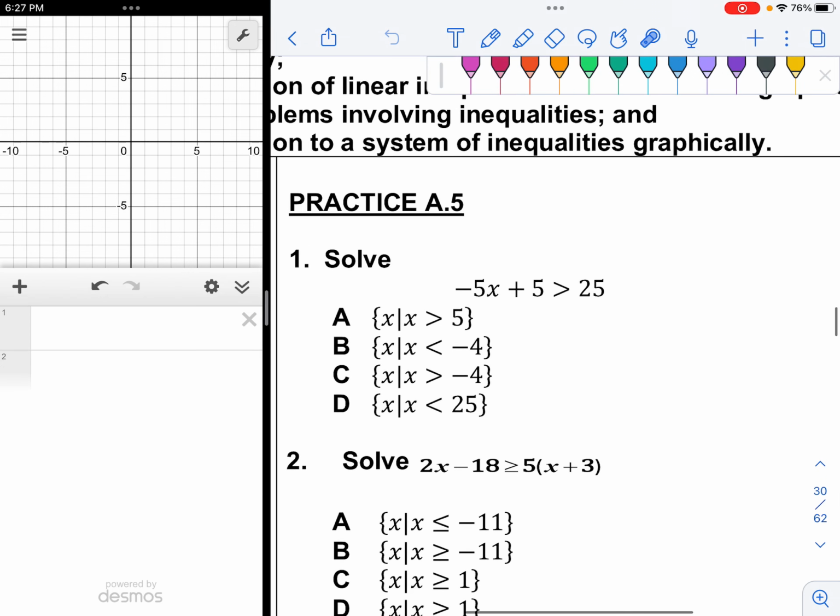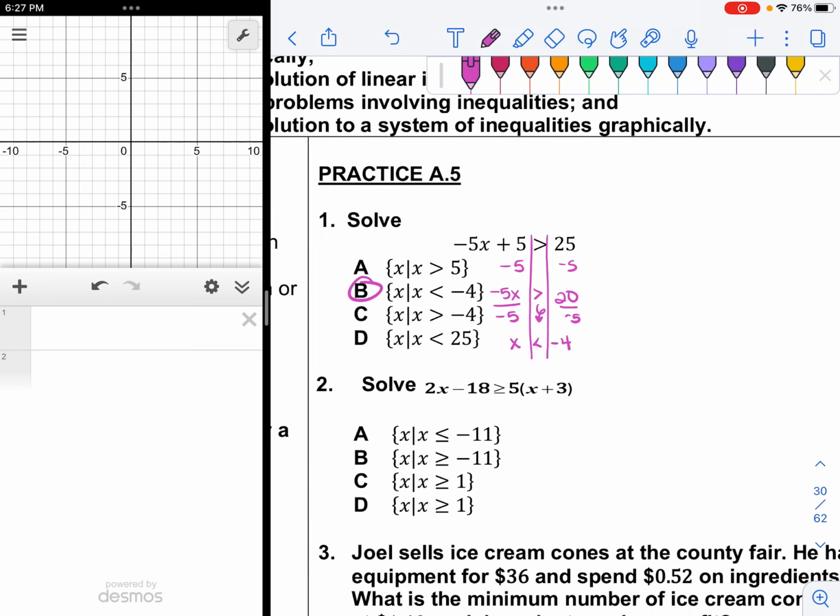All right, so when you have these questions, you're going to solve them just like we did the other day with equations. My little personal tip to you, I draw those two lines to keep the equation safe. Instead of adding 5, I'm going to subtract 5 from both sides, and I get negative 5x is greater than 20. I'm going to divide both sides by negative 5, and that's going to flip my inequality symbol, and that's going to become x is less than negative 4. So that would be letter choice B.